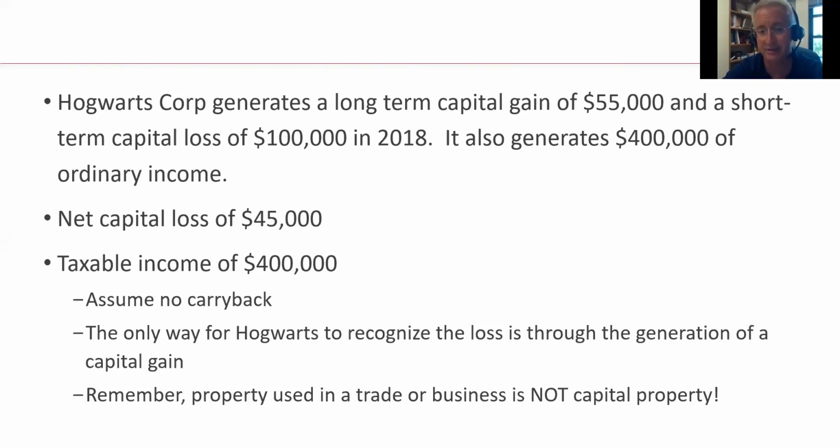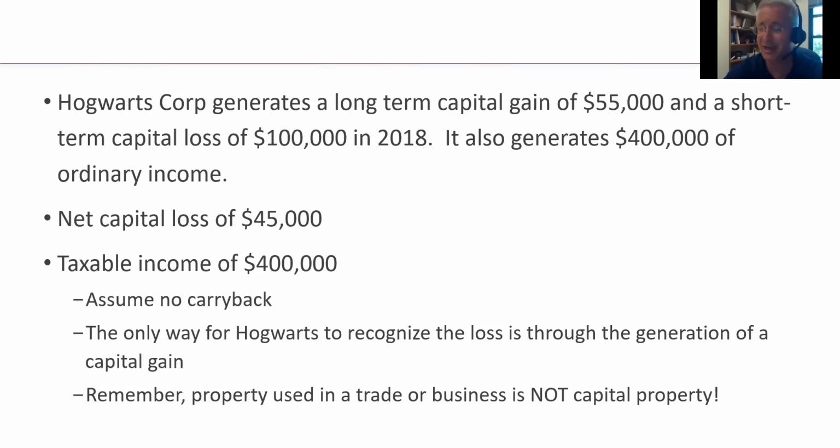remains $400,000. If we assume that there is no carryback, the only way Hogwarts could recognize that loss is if they generated a capital gain. So that's why, as it turns out, corporations want some capital gains. Remember back to Chapter 7. One of our problems is property used in a trade or business is not capital property. Remember the not list? That's on there.